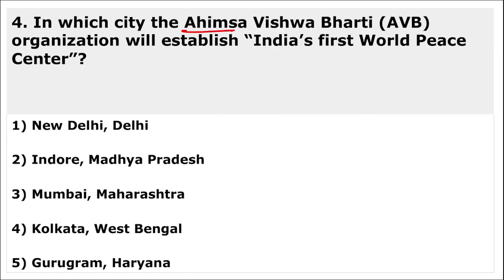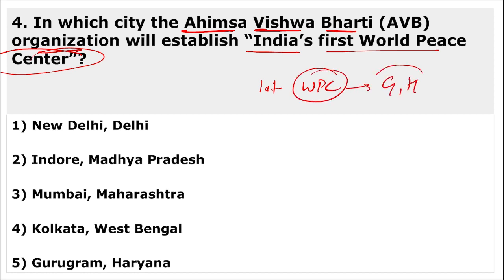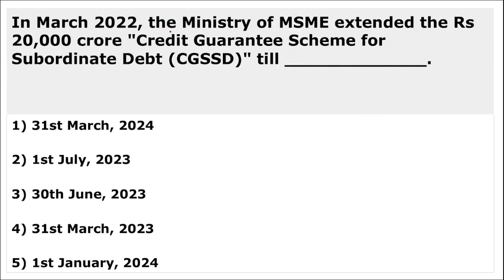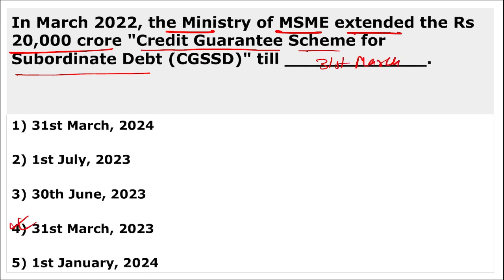In which city will Amisha Vishwa Bharati organization establish India's first World Peace Center? India's first World Peace Center will be set up in Gurugram, Haryana, by the Amisha Vishwa Bharati organization. Next, the Ministry of MSME extended the 20,000 crore rupees credit guarantee scheme for subordinate debt till dash year. It was extended till 31st of March 2023. So the correct option here is option 4th.